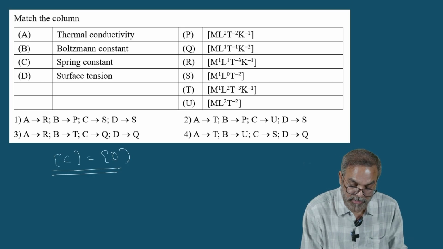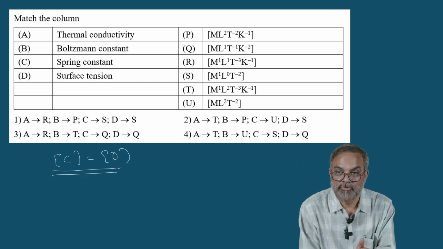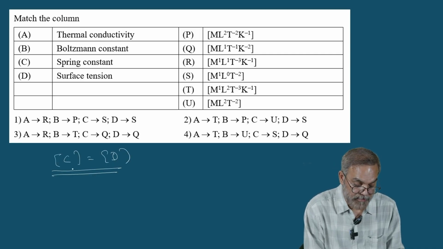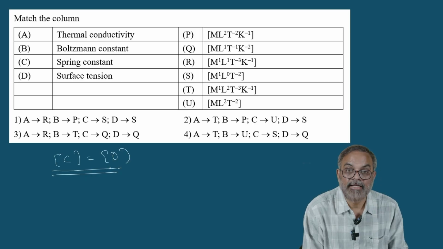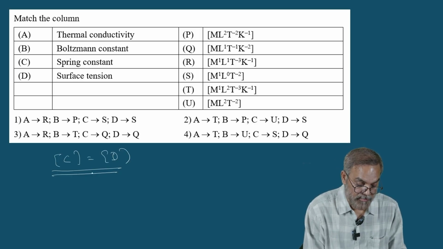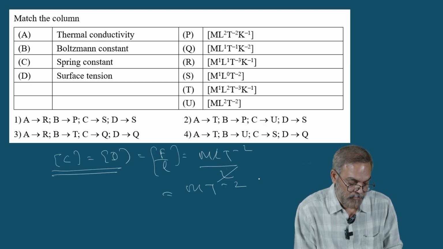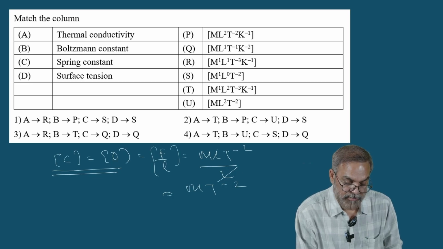Now there are only two options, I need not go into detail. I can see that options 1 and 3 are having this thing, that C and D have the same dimension. But now let us see what the dimension will be. This is force per unit length, so that means this is MLT^-2 divided by L, so this is MT^-2. Now if I look at option S, can you see that?